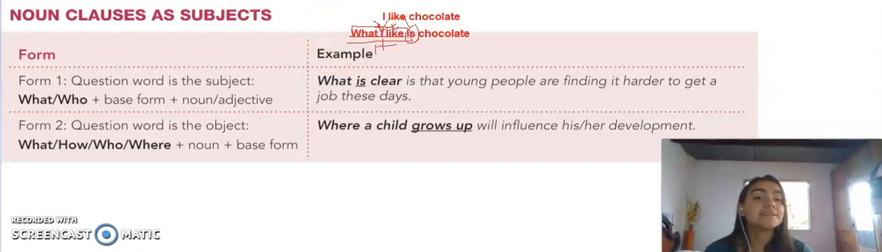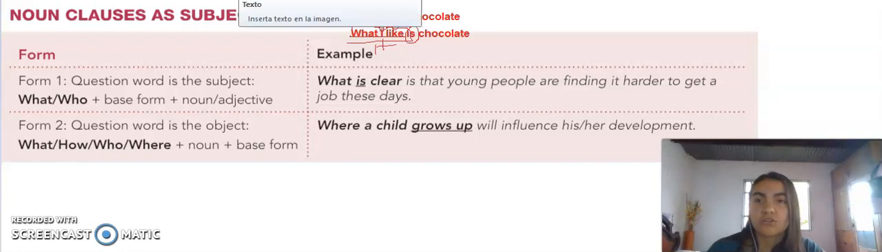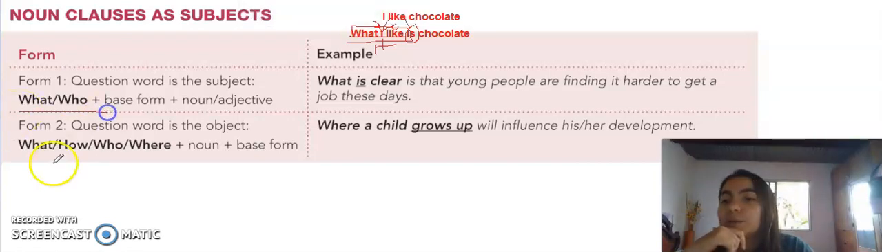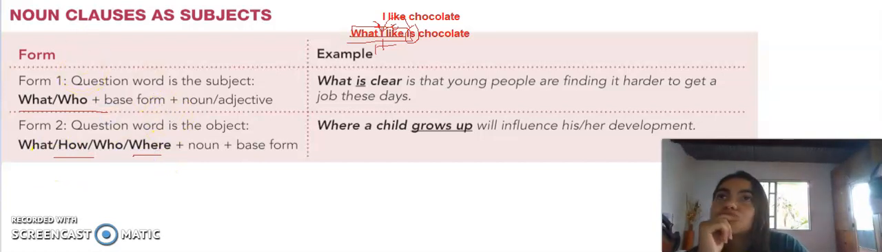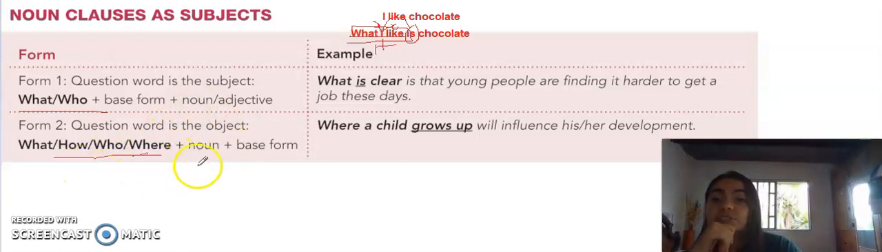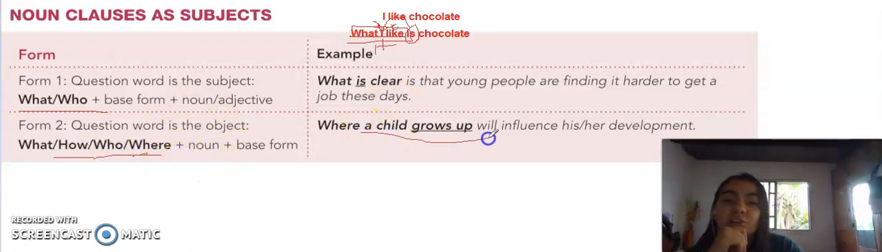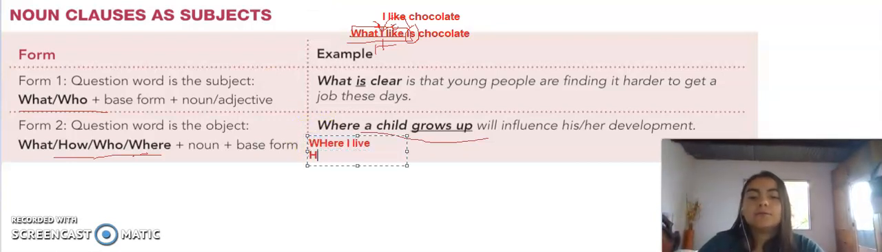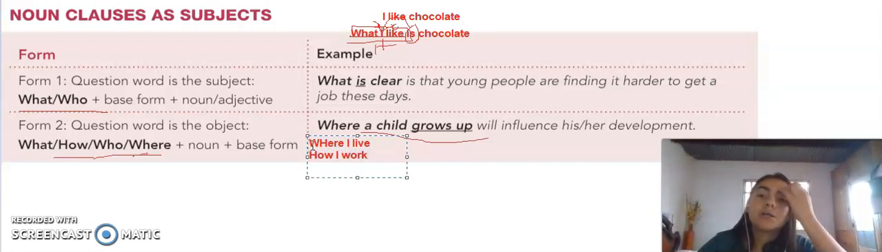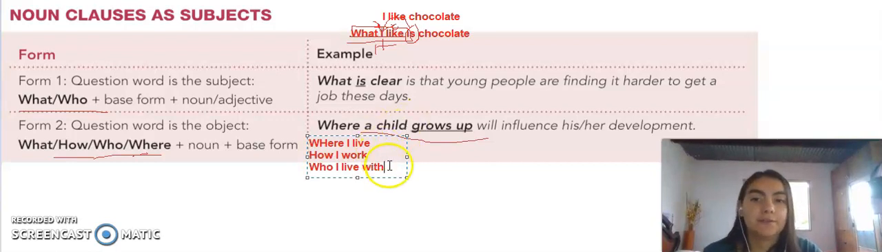Okay, how do I make a noun clause? Very easy. I'm going to use a WH question word: what, who, how, where. And after that, I'm going to use a complete sentence if my WH is the object. For example, where a child grows up, right? Where I live. How I work, who I live with, and that's it, right?